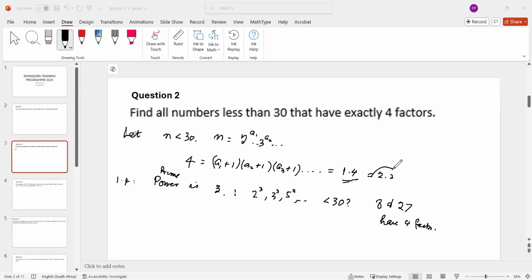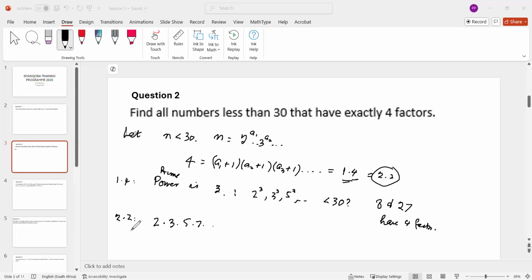Now, we finished with the first one. Let's take the 2 times 2 one. 2 times 2 means that the powers are now 1, right? The indices are 1. 1 plus 1 gives you 2. So you have a number like 2 to the 1 times 3 to the 1 times 5 to the 1 times 7 to the 1 and so on.